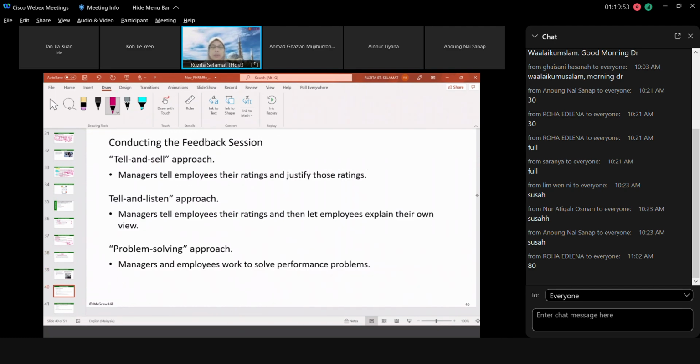Alright, kita pergi terus pula. Kita tengok how to give feedback. So there are 3 different approaches. Either we tell and sell, or we tell and listen, or we use problem solving approach. Which one is the best? There's no one best rule. Tapi selalunya kebanyakan manager akan gunakan ketiga-tiga approach ini. Let's look at what is tell and sell. Managers will tell the employees their ratings and justify those ratings.